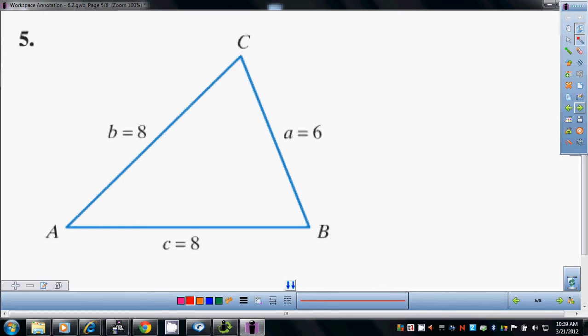The law of cosines will also help you find angles if you have all three sides. Again, let's just be smart and look for the smallest angles. Actually, this is an isosceles triangle, so you know two of them are going to be the same, so you can skip a step there. But nonetheless, which angle does somebody want to find? C. Okay.